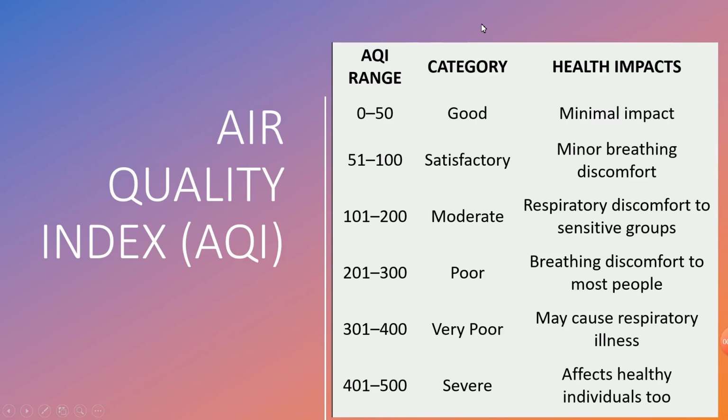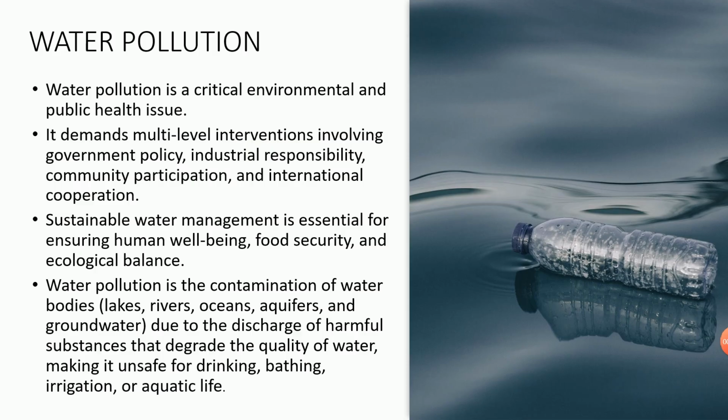So yesterday we have seen sustainable environment, that is utilizing the current resources without damaging the future usage of those resources. So next is water pollution. Similar to air pollution, this is also a prime problem existing in various parts of the countries in and around the world. Water pollution is a critical environmental and public health issue. This demands multi-level interventions involving government policy, industrial responsibility, community participation and international cooperation.